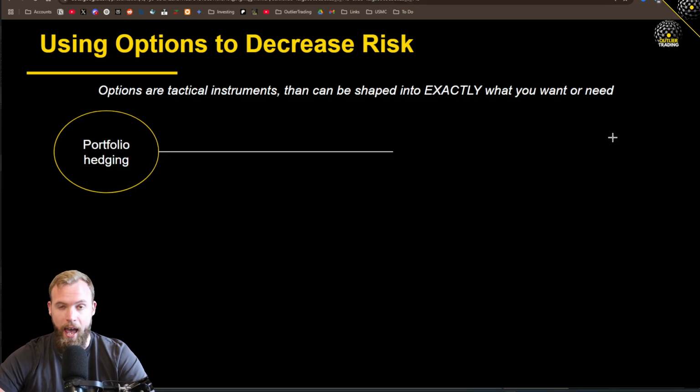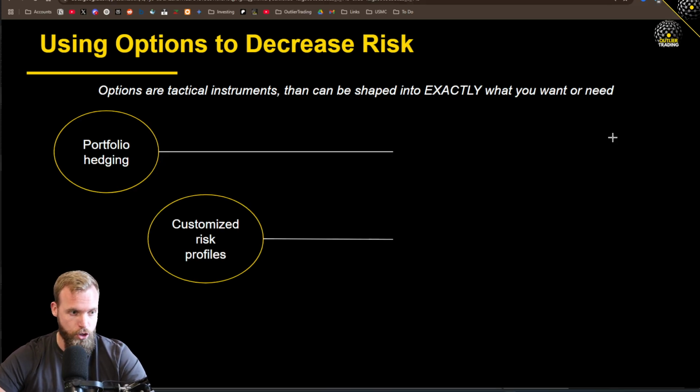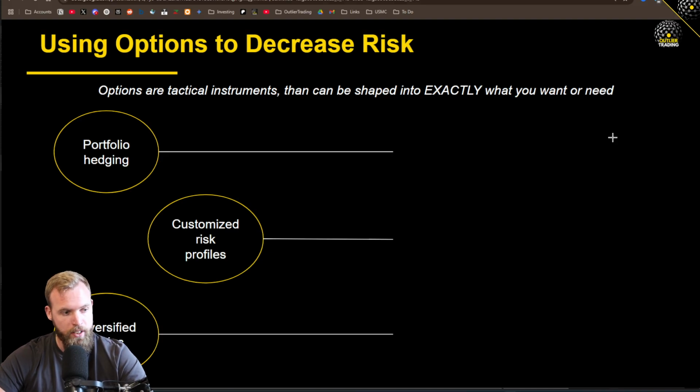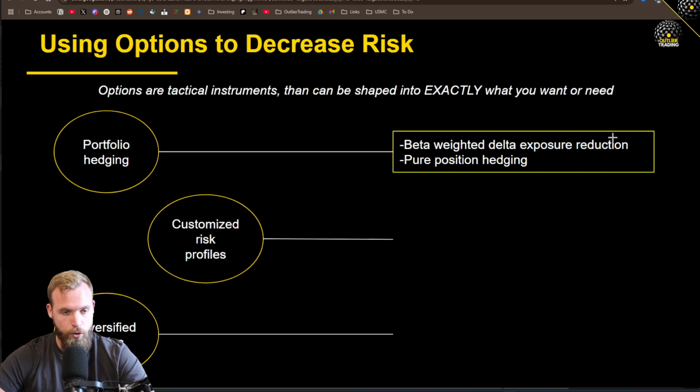So the first thing we have is portfolio level hedging. Then we have the fact that options provide highly customizable risk profiles, which we'll talk about. And then the other key element is that you can diversify the kind of trades that you have on really well. And let's start first with portfolio level hedging. We're going to go into specific examples for all of these, but I want to overview them with you first.